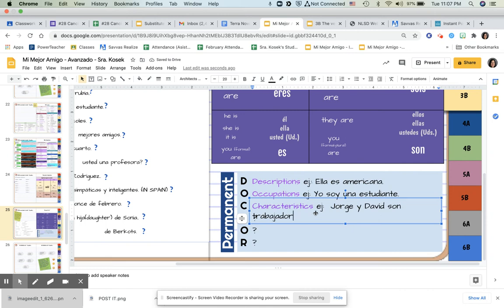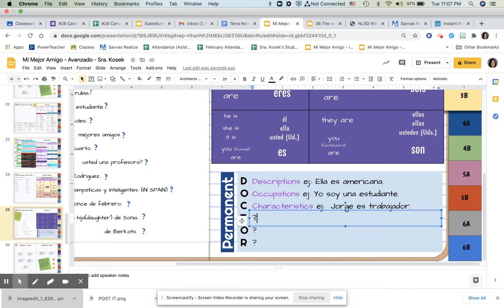So let's not do that. Let's make it shorter and let's just say Jorge is hardworking. Jorge es trabajador. We would stop there because we don't need to make it plural. And Jorge is a dude, so that would be the correct adjective to describe him. Characteristics, things that describe their personality.